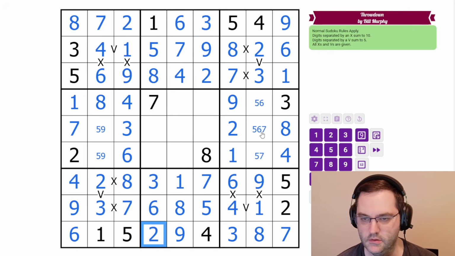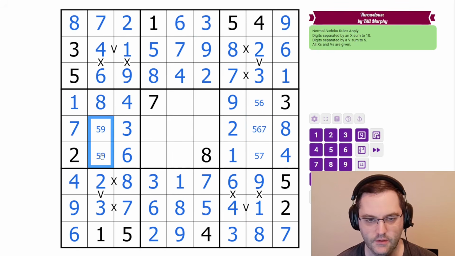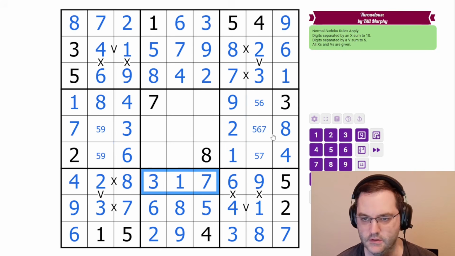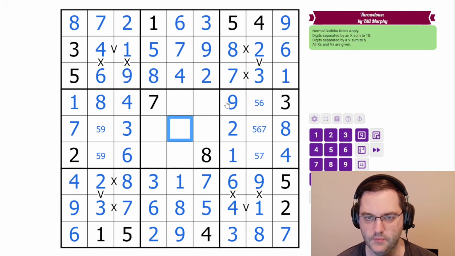Symmetric deduction. I feel like I checked these and just didn't check over here. The symmetry is a little different in this puzzle. There is some symmetry, but it breaks in interesting ways.